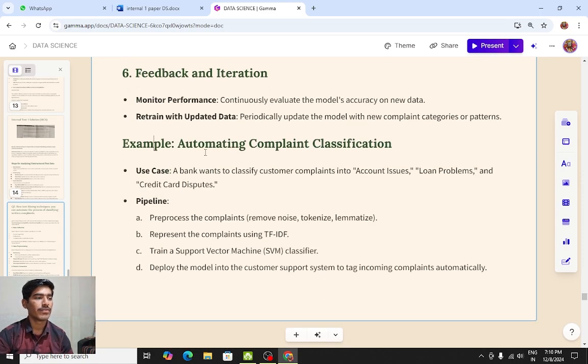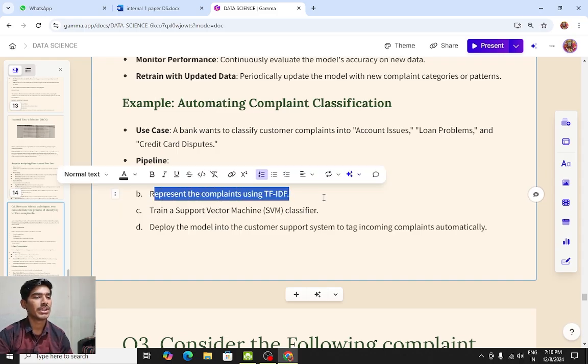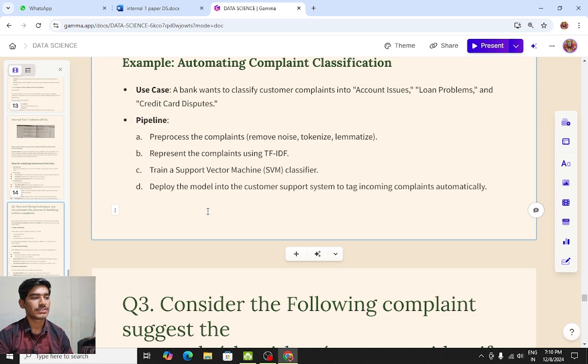Let's see the example for automating complaint classification. Use case: a bank wants to classify customer complaints into account issues, loan problems, and credit card disputes. The second point is the pipeline. Pre-process the complaint, remove noise, tokenize, lemmatize. Represent the complaints using TF-IDF. Third, train a support vector machine (SVM) classifier. Deploy the model into the customer support system to tag incoming complaints automatically.